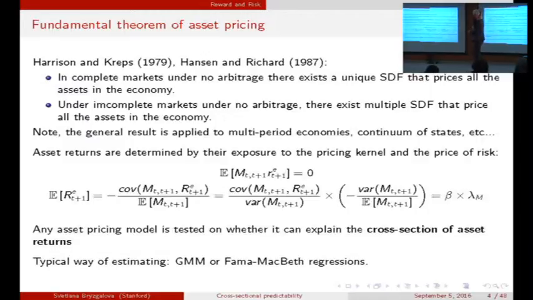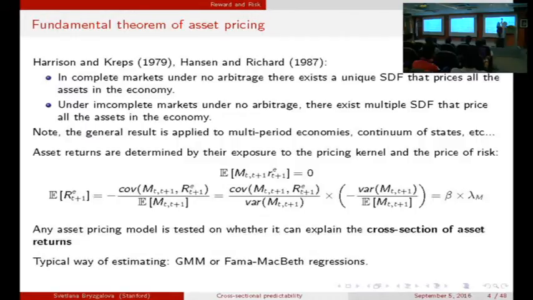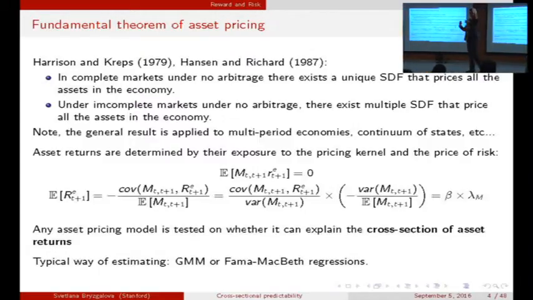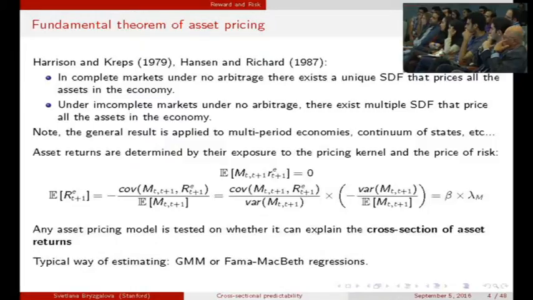If I manipulate it further, and for example, multiply and divide by the variance of my SDF, what I get is the beta representation. And what it tells you is a very important thing. It tells you that the return on every single security is going to be determined by how much it is going to be loading on the stochastic discount factor. In this economy, SDF is basically a source of risk, okay? So that risk, we don't know what exactly it comes from. Could be related to labor, to unemployment, to consumption, to market returns, to industry-specific factors, to all of them at the same time. But there is something that exists out there that captures this risk. And the return on every single security, the expected return, is going to be determined precisely on my exposure to that risk. Okay?